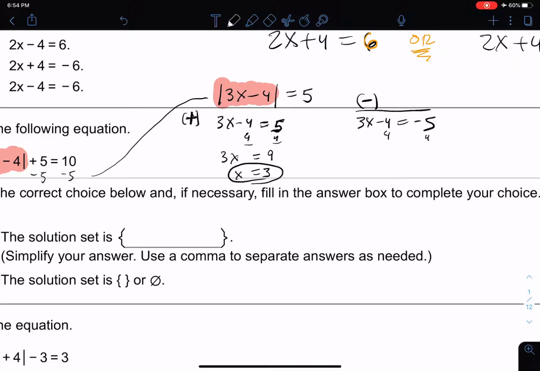And then this one over here, we have negative 5 minus 4. That's going to give us a negative 1. So we've got 3x equals negative 1. Divide by 3. It's dividing by a positive, so there's not an inequality. So anyways, scratch that. Now we divide by 3 on both sides, and we get x equals negative 1/3. And the connecting word between the two is or. So the answer is going to be x equals 3 or x equals negative 1/3.